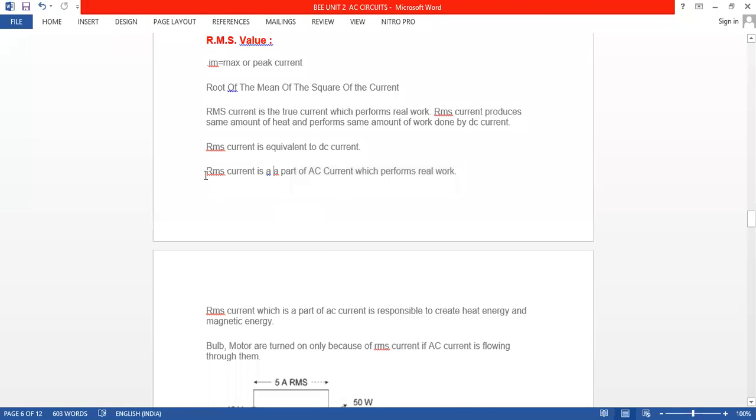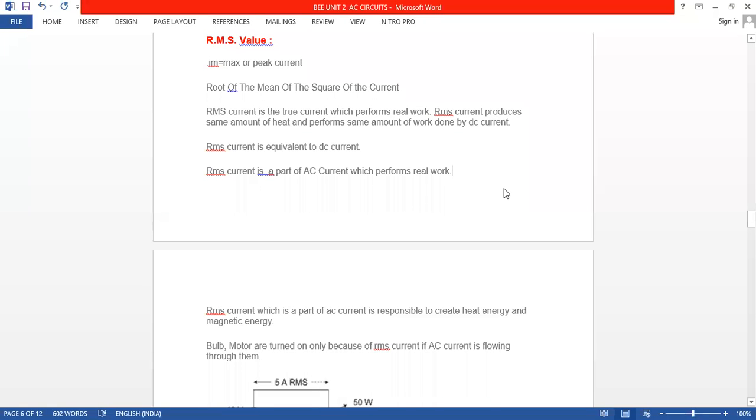Now, RMS current is a part of AC current. First, for common man understanding, what is RMS current? It is a part of AC current, but which performs, what is the word we have written here? Anyone student? Real work. So in a simple line, we have to give the explanation.